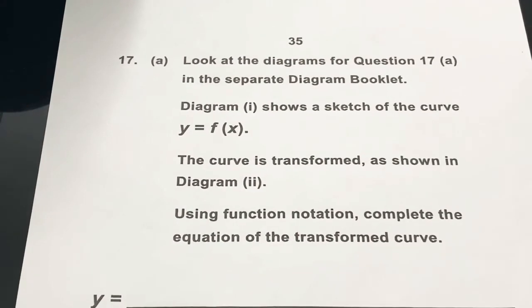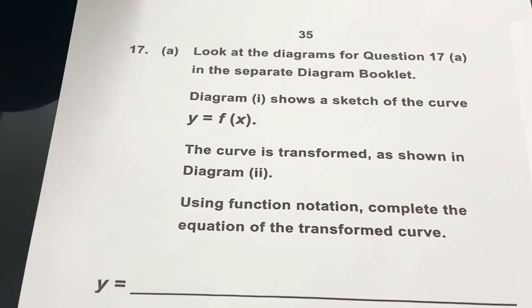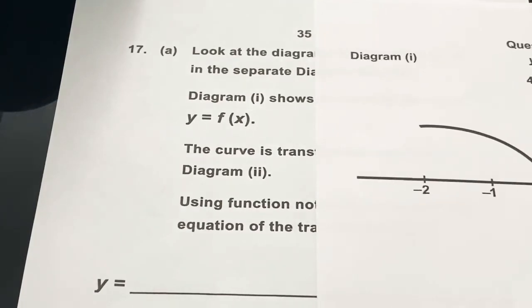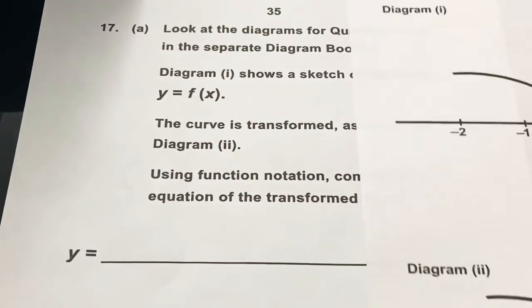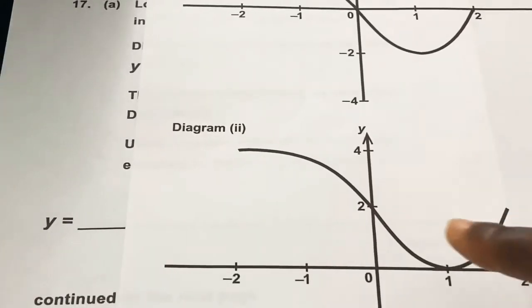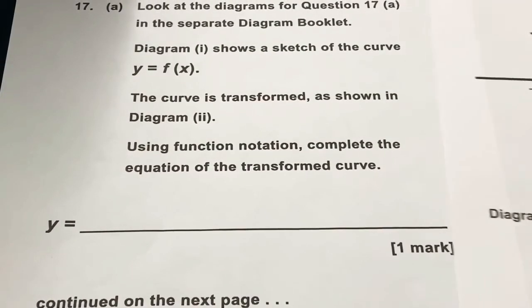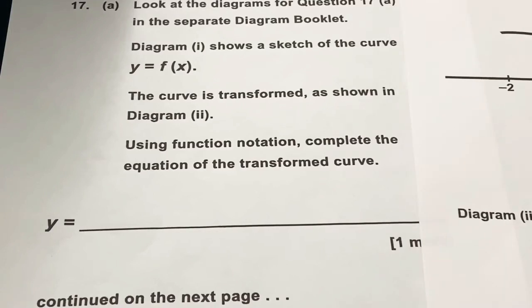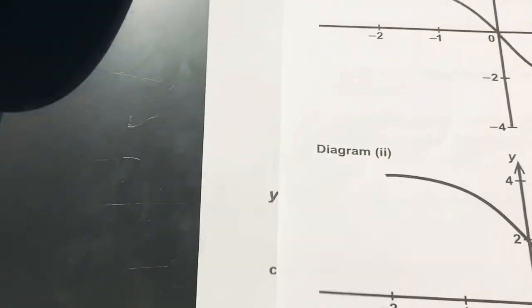In the separate booklet, the diagram shows a sketch of the curve y is equal to f of x. The curve is transformed as shown below. So that's the transformation of the curve. Using function notation, complete the equation of the transformed curve.